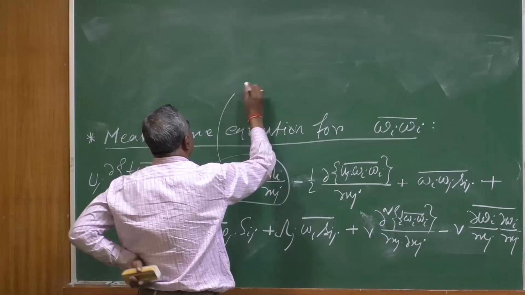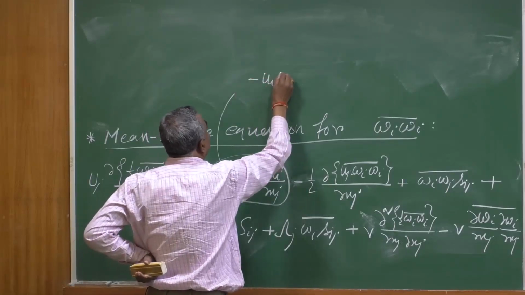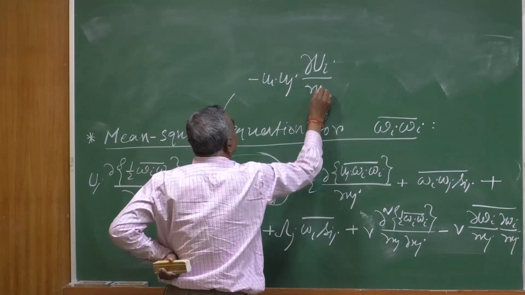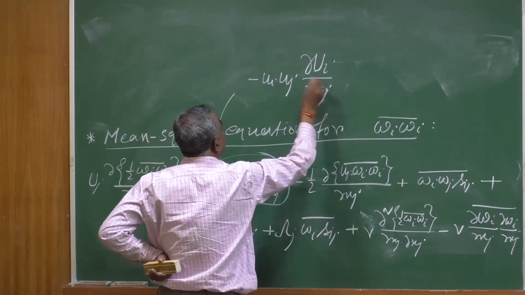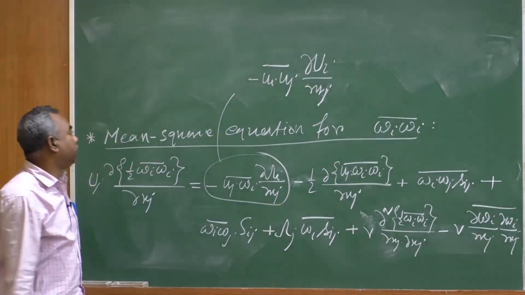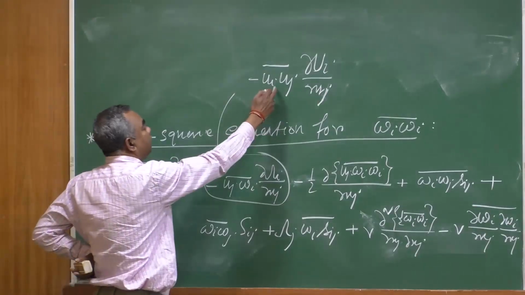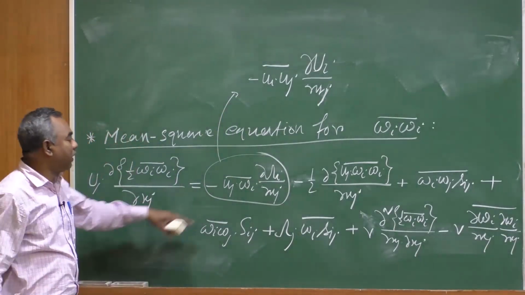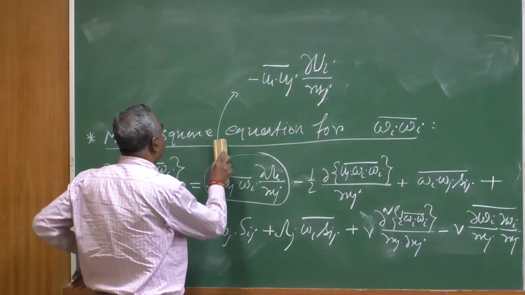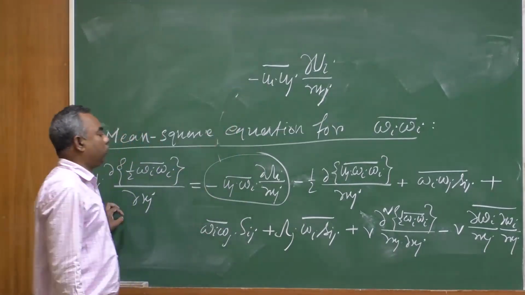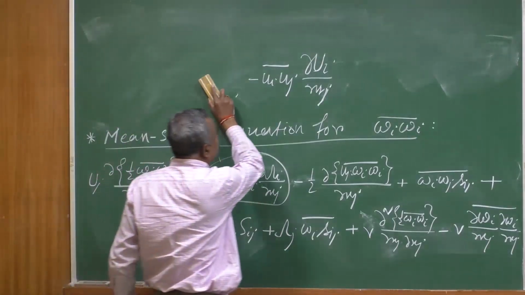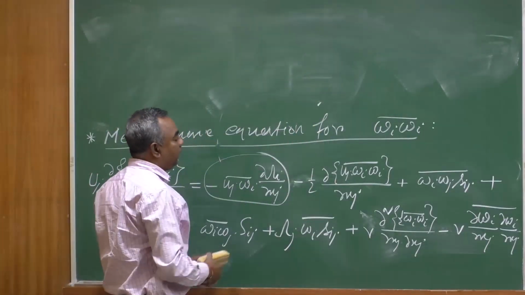So, this term, minus u_i u_j del u_i by del x_j, in the turbulent kinetic energy equation, is just like this. This particular term we therefore call gradient production of entropy. This particular term is known as gradient production of entropy, that is what we have said.